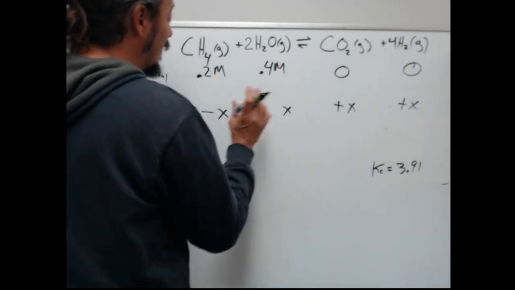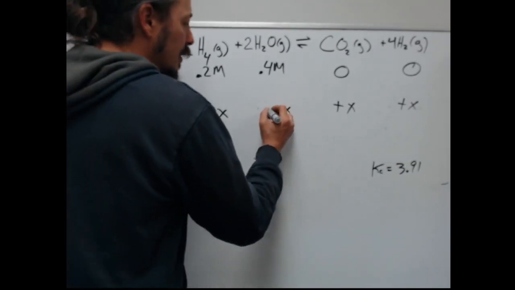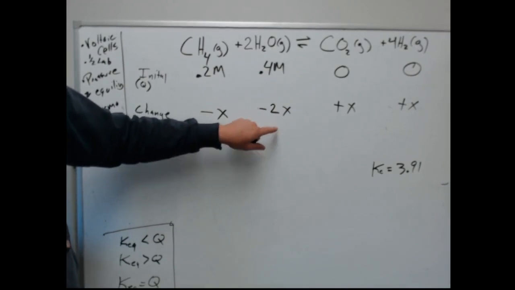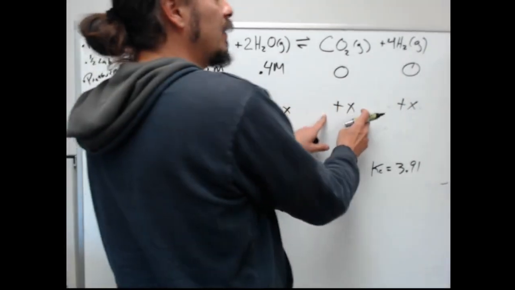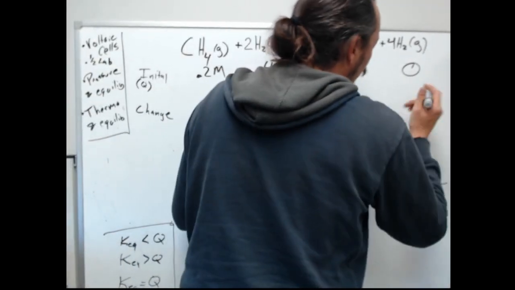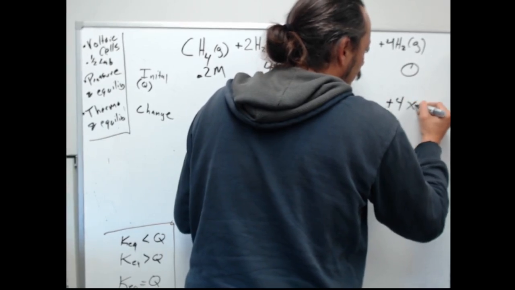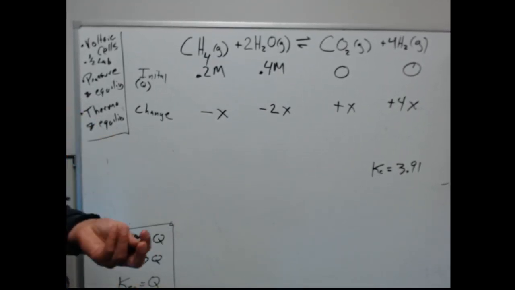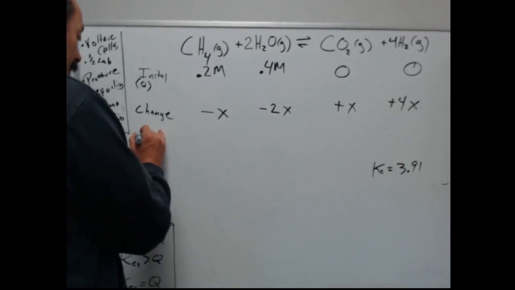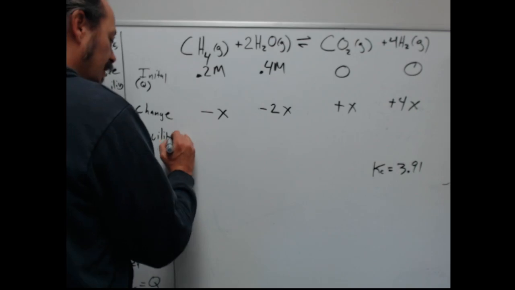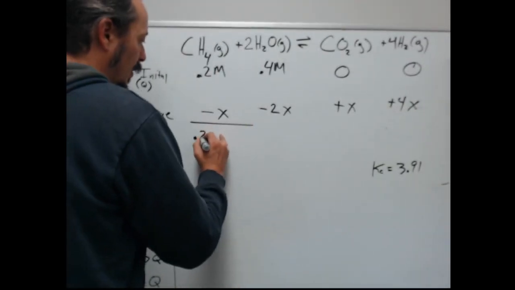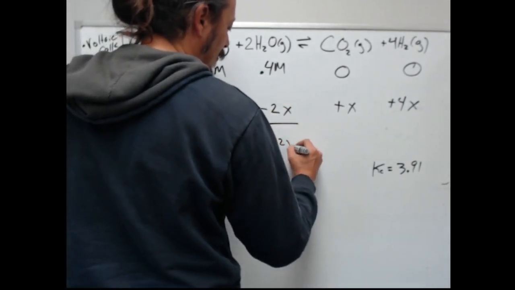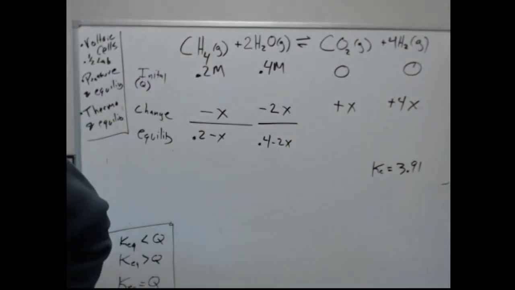I've got to change this. For every 1 mole of methane used, 2 moles of water are used. So I have to have that stoichiometric value in there. For every 1 mole of CO2 made, 4 moles of H2 are made, so there's going to be a 4x there. And that's the stoichiometric way in which this thing is going to change to get to equilibrium. And after it goes through that change, I'm going to have 0.2 minus x. I'm going to have 0.4 minus 2x, and I'm really worried about what I've done to myself here.